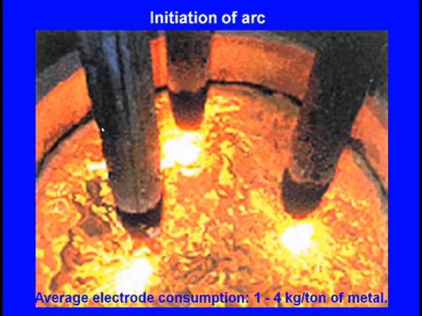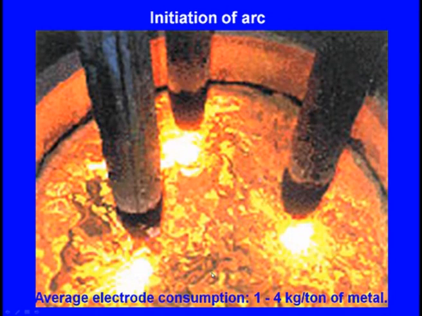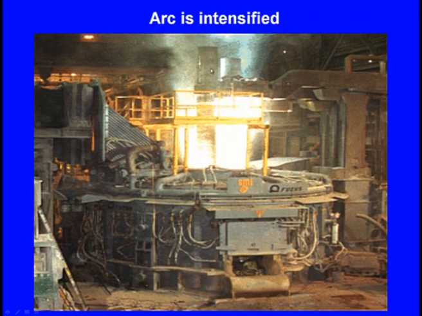Now let us see, yes, when these electrodes come in contact with the charge, what will happen? Arc will be created, there will be initiation of arc. Now here we can see average electrode consumption is 1 to 4 kgs per ton of metal. So this much electrode will be consumed. So here these are the consumable electrodes. Now arc is intensified here, we can see arc is intensified. So this is the furnace.